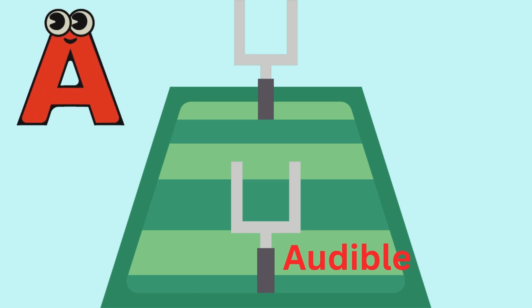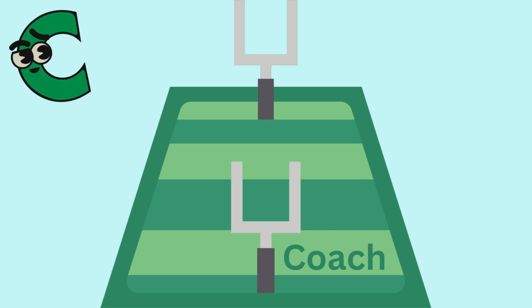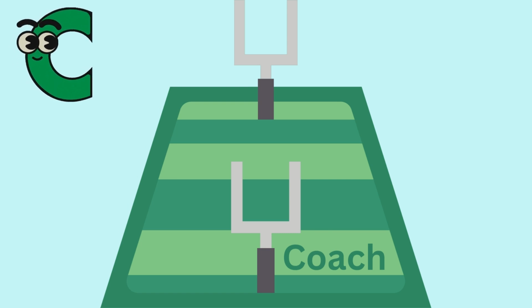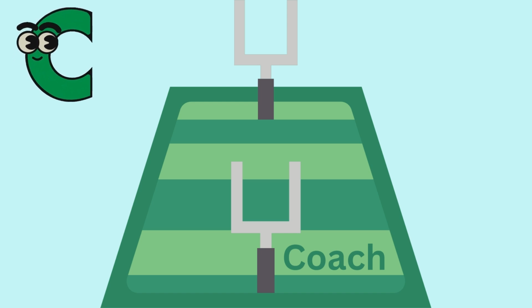A is for audible. Sometimes the quarterback changes the play at the last second. B is for blitz. That's when the defense runs fast to try to sack the quarterback. A blitz. C is for coach. Every team needs a coach to guide the players.